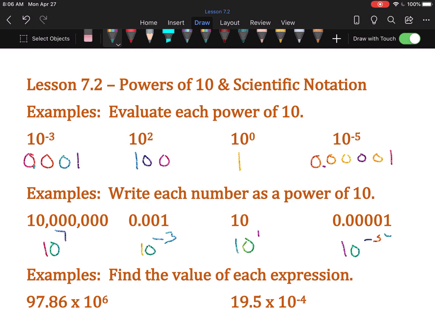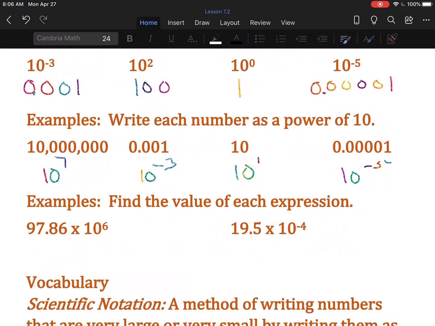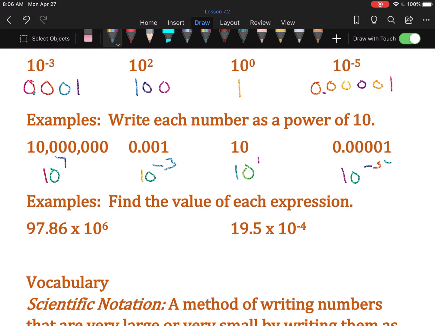So up next, find the value of each expression. So 97.86 times 10 to the 6th power. Okay. So this is 97.86 times 1 million, 1 followed by 6 zeros.